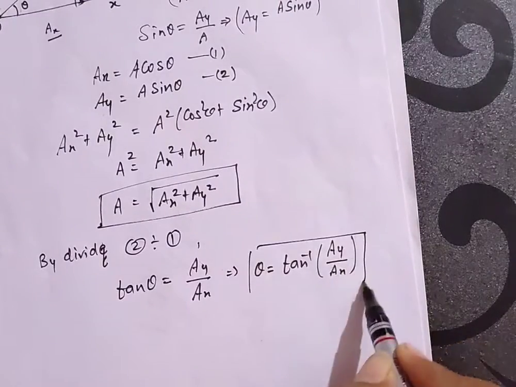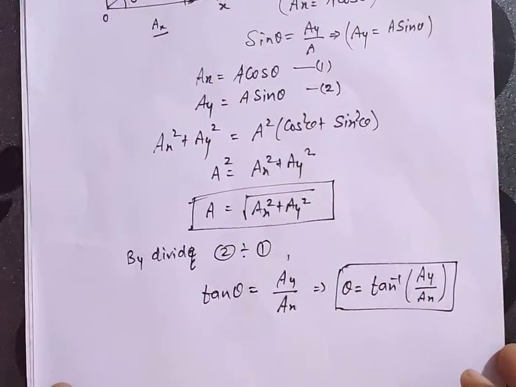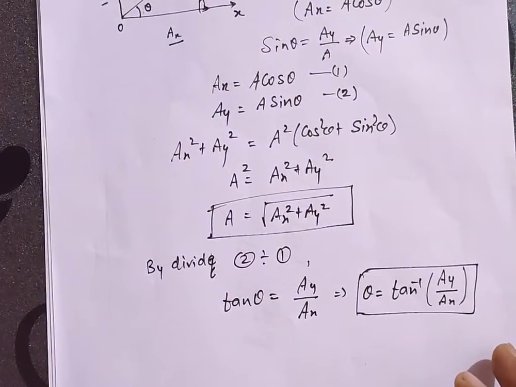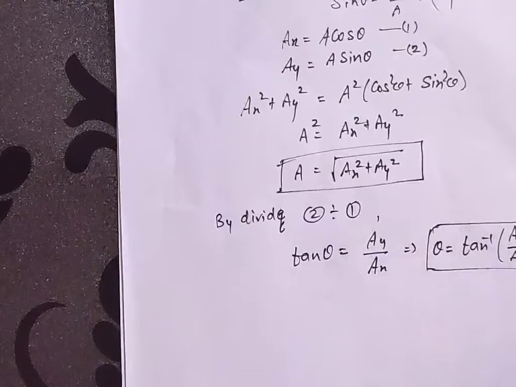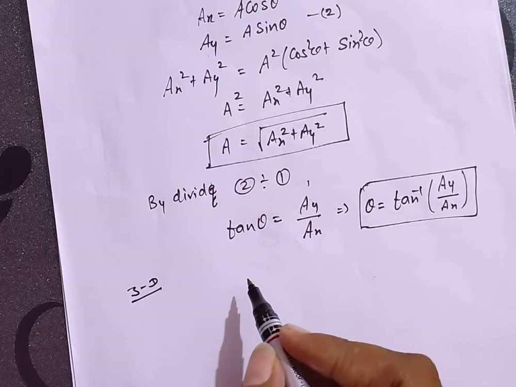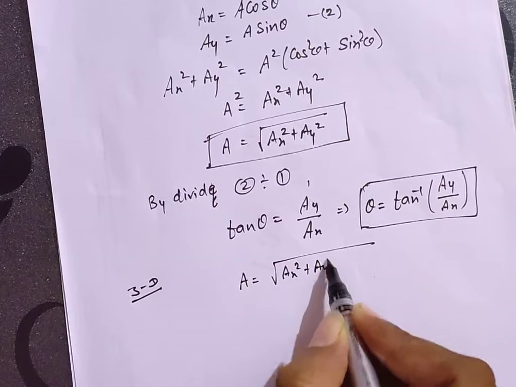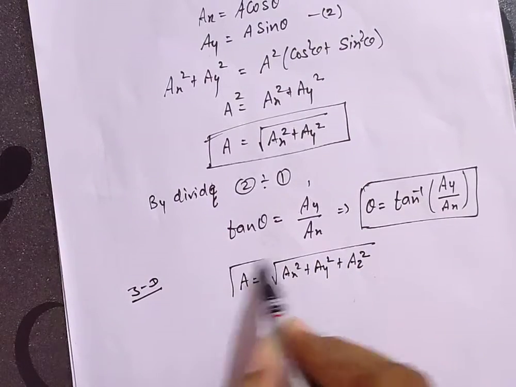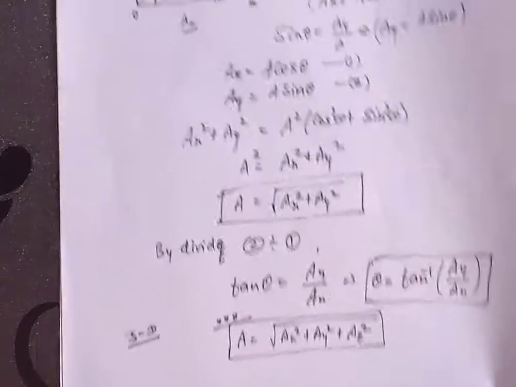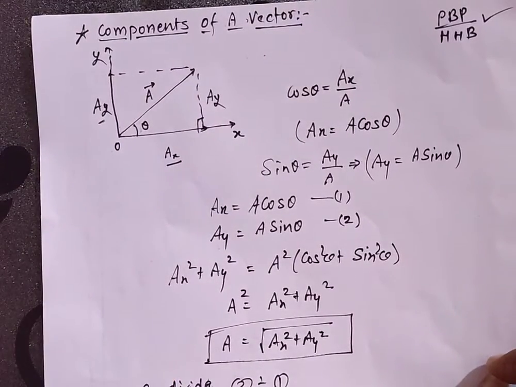So this is the direction, and this is the resultant magnitude. A is equal to root of Ax square plus Ay square. Now if we have a vector in three-dimensional space, this magnitude turns out to be A is equal to root of Ax square plus Ay square plus Az square. So this is the magnitude in the form of components, and these are the components of a vector.